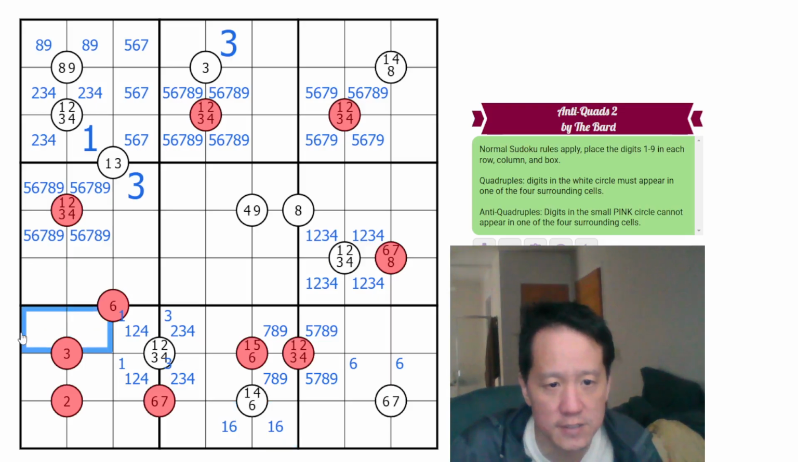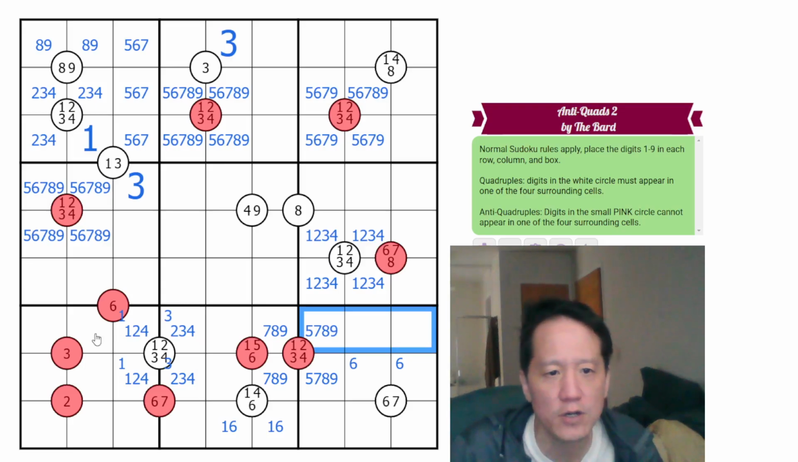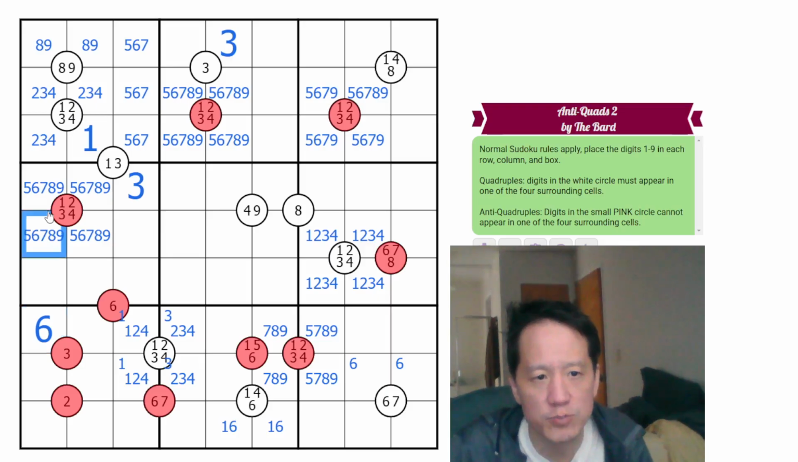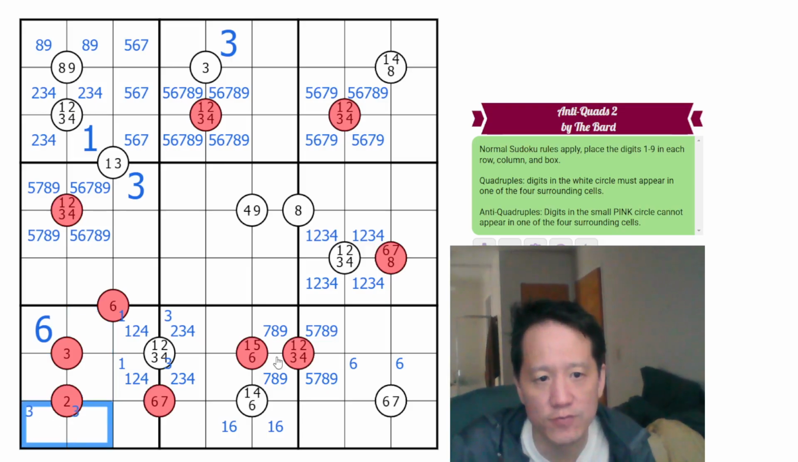Where is the last 6 in row 7? It can't be any of these because of the 1, 6 pair. This has to be a 6, so that eliminates any 6 in this row. These can't be 6 because of the anti-quadruple clue here, so this must be a 6, which means these cannot be 6s either. 1 could be any of these cells. That's fine. 3 cannot be here. And 3 cannot be any of these surrounding cells, which means 3 has to be one of these 2 cells.